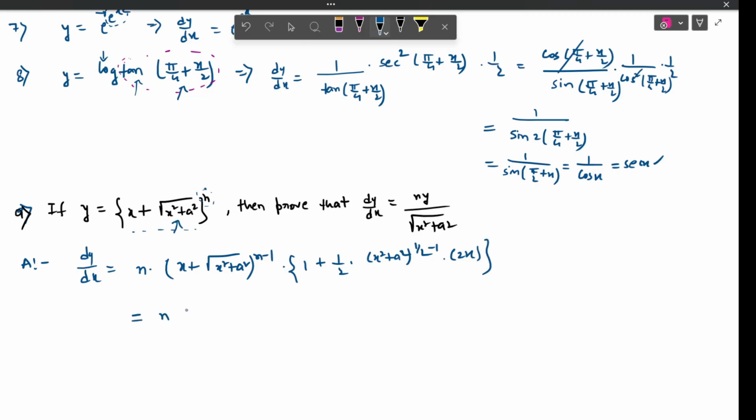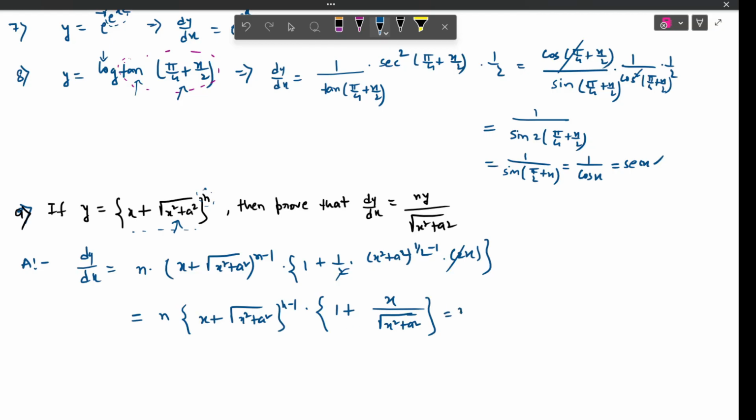So this would be n into x plus root under of x square plus a square to the power n minus 1 into 1 plus, it would be 1 by root under of x square plus a square. This 2 and 2 cancels out. So this would be x by root under of x square plus a square. Okay. Now let's simplify this thing.